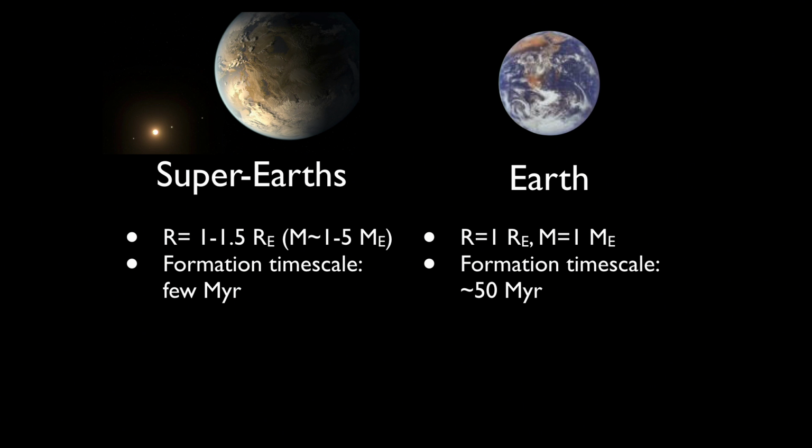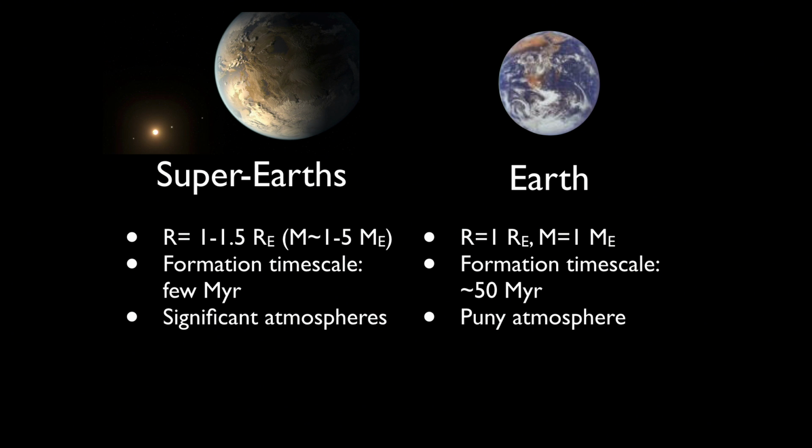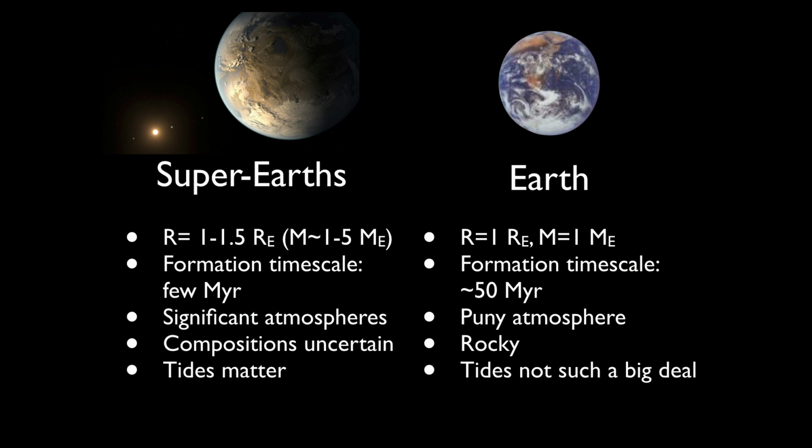They often have significant atmospheres, whereas Earth doesn't. Composition's uncertain, tides. If you want to think about how much like Earth super-Earths really are, these are some of the factors that come into play. It's not all of them, but some of them that matter.